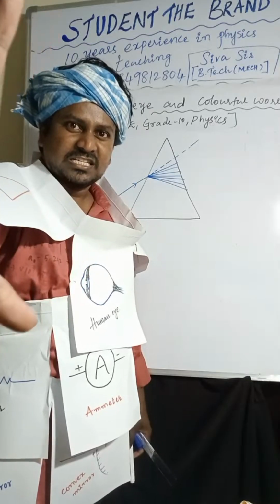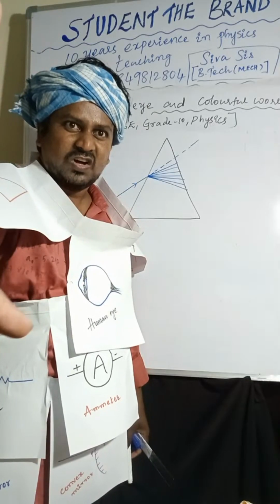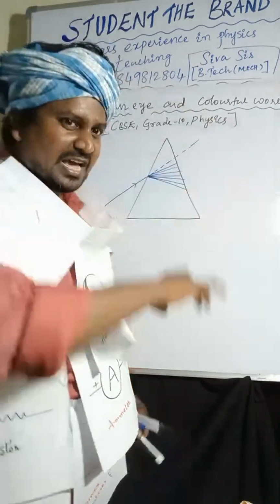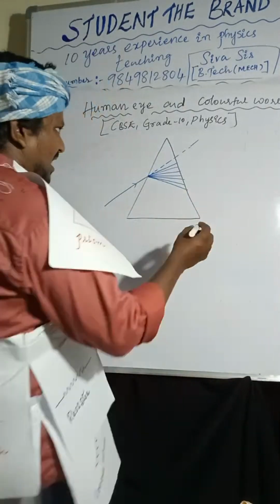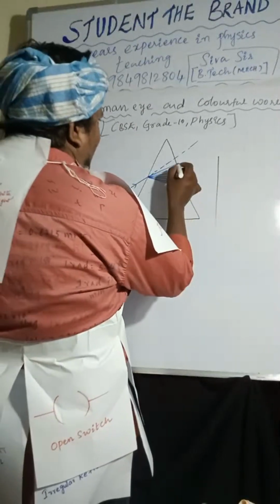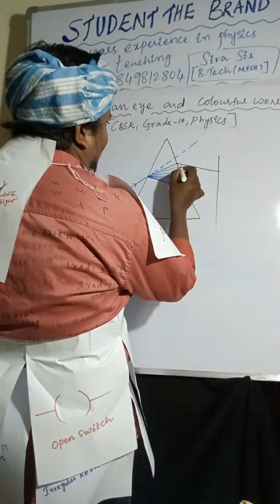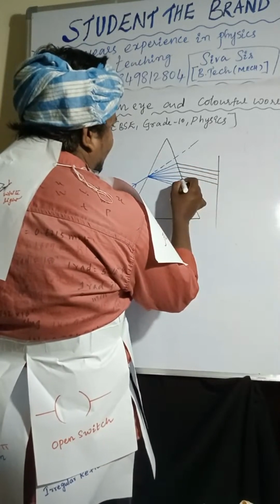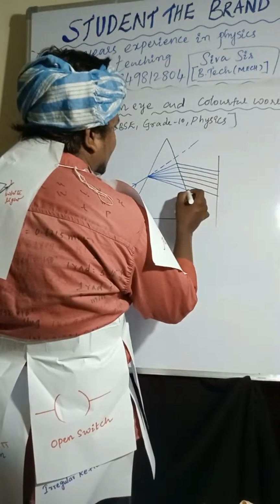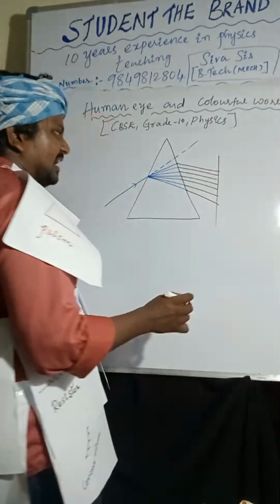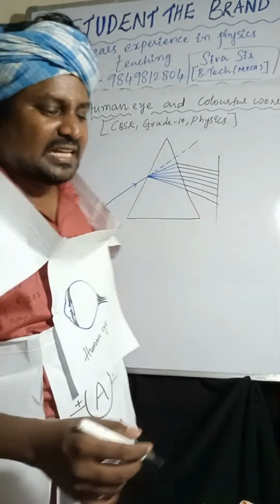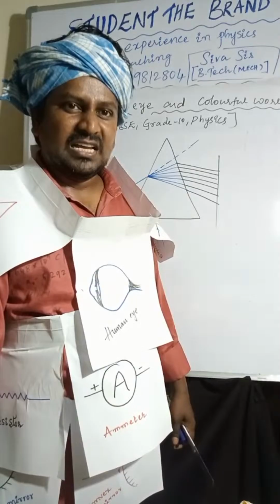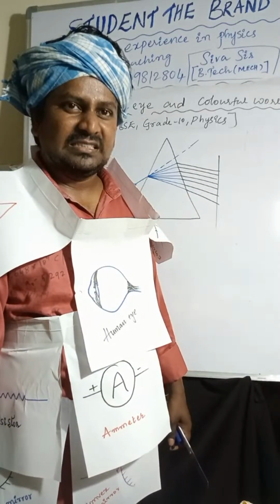On the screen. Yes or no? Yes. See that, I am taking one light here. One, two, three, four, five, six, seven colors.